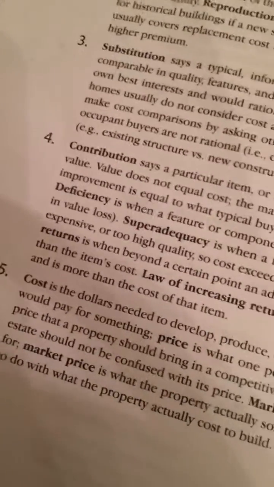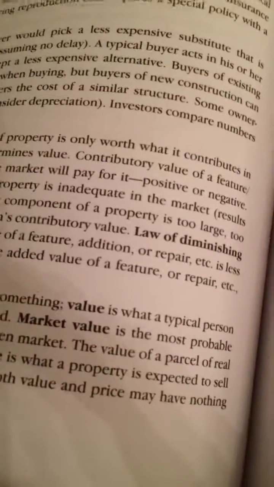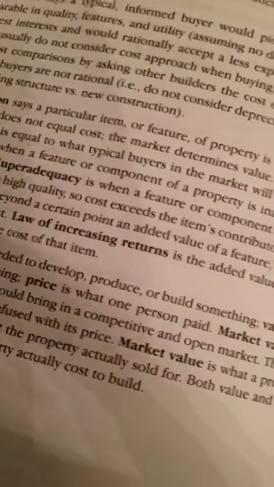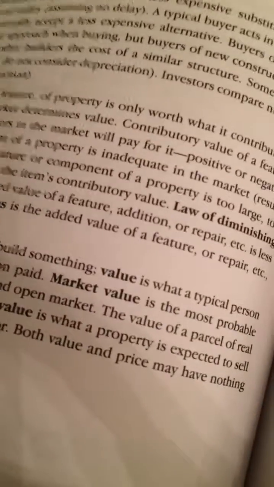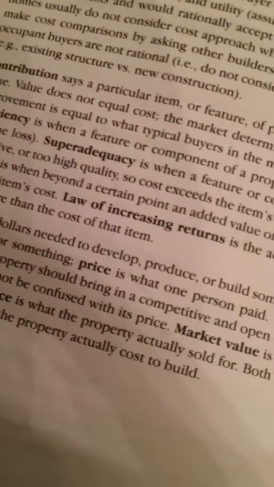5. Cost is the dollars needed to develop, produce, or build something. Value is what a typical person would pay for something. Price is what one person paid. Market value is the most probable price that a property should bring in a competitive and open market.